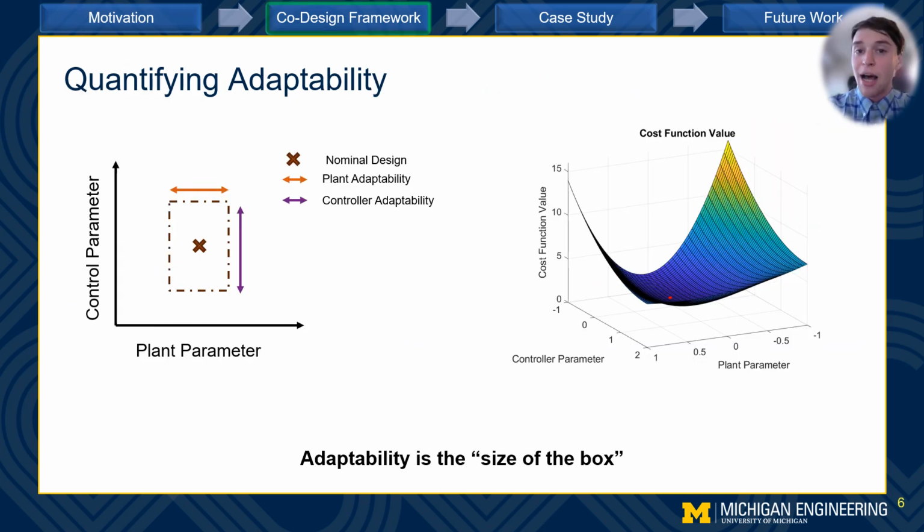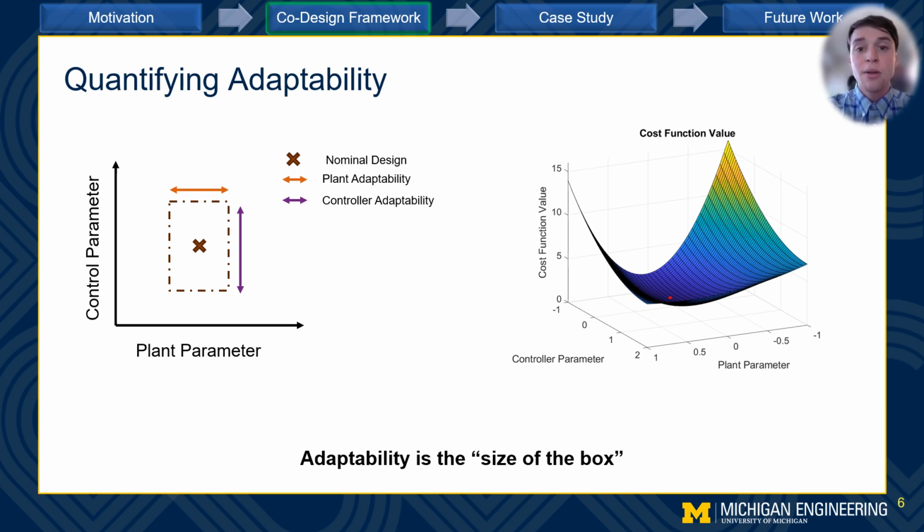Before I talk about how adaptability can aid in the development of renewable energy systems, we need to start by generally defining adaptability. Looking at this plot on the left, if the x is our nominal system design, the adaptability of our system is the size of the box, also known as our adaptability set.